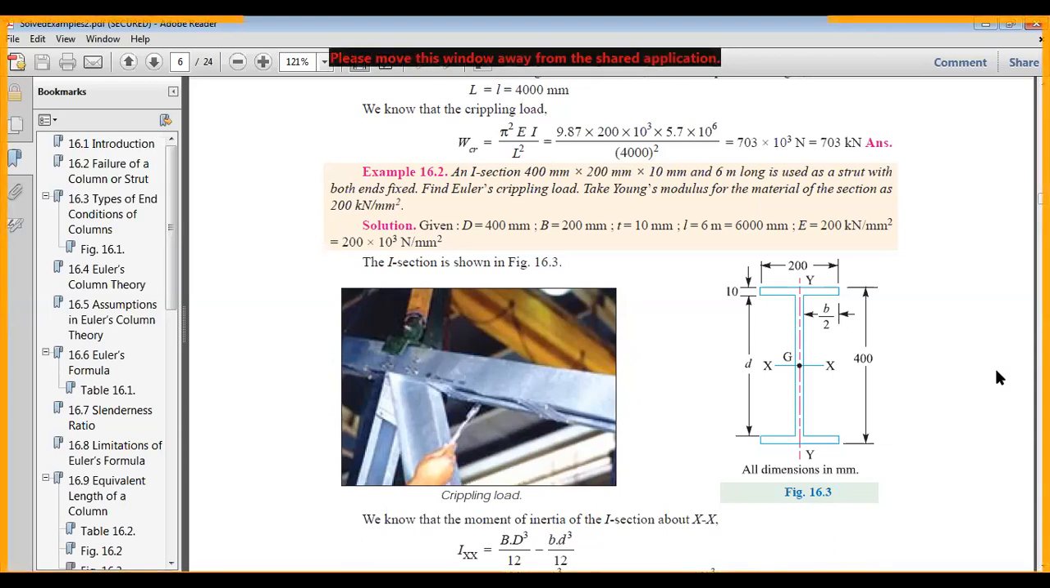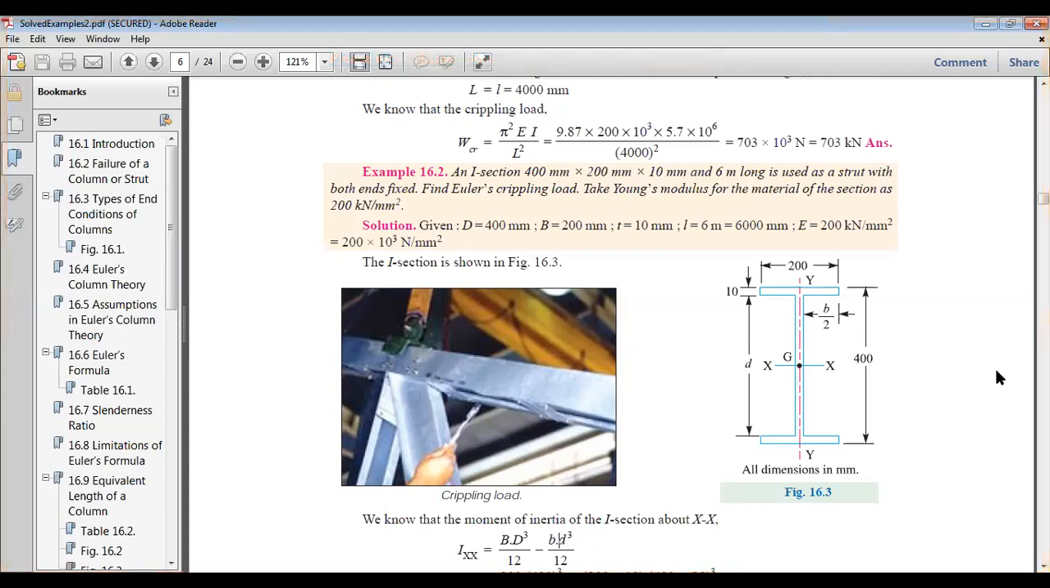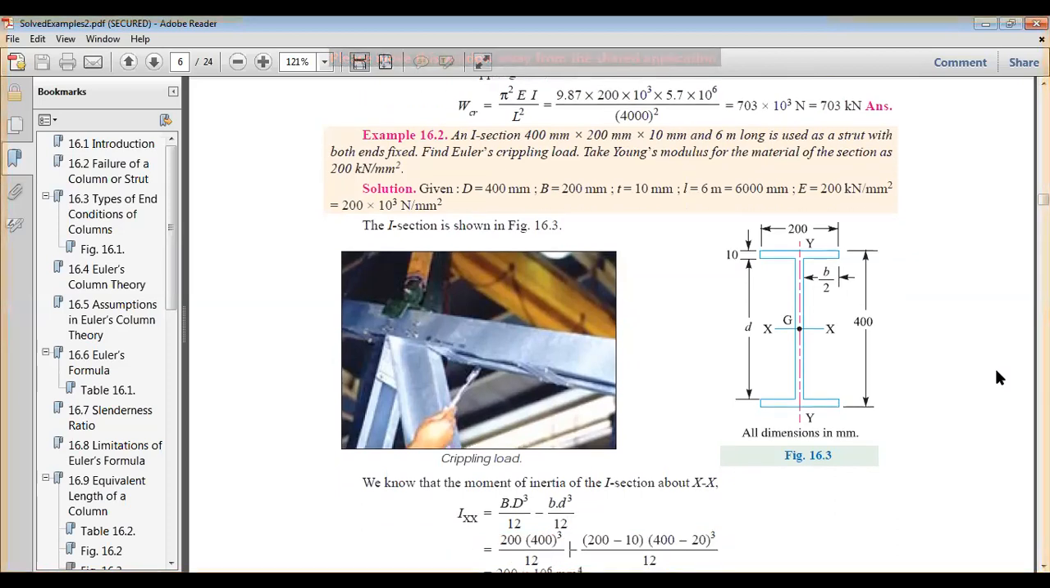You can see an I section cross section area. So first of all, we have to find the centroid. After finding the centroid, we have to find Ixx and Iyy. When Ixx and Iyy are found, we'll see which one is lesser. If Ixx is lesser, we'll say that the column will bend or will fail in XX direction, or else it will fail in YY direction.